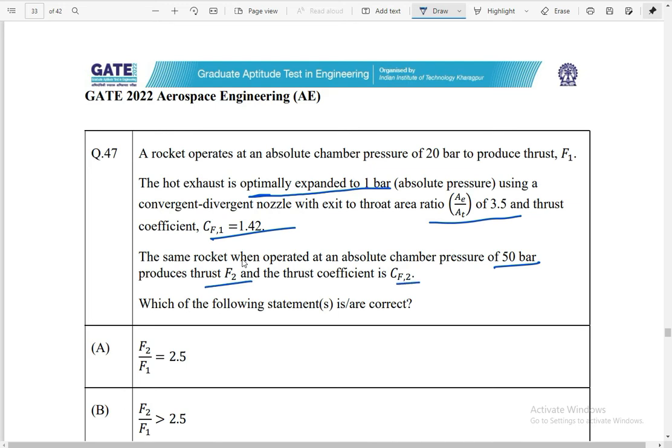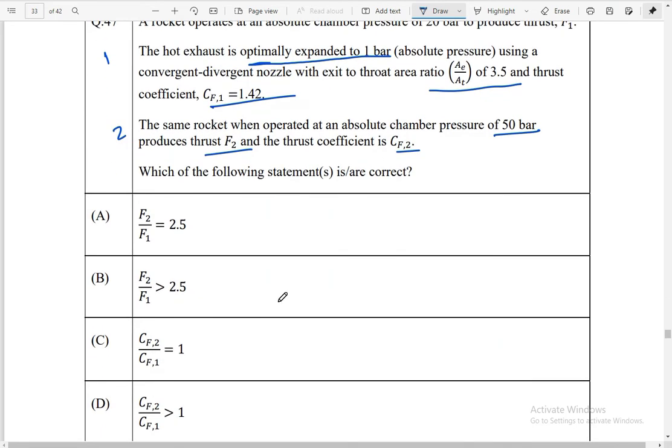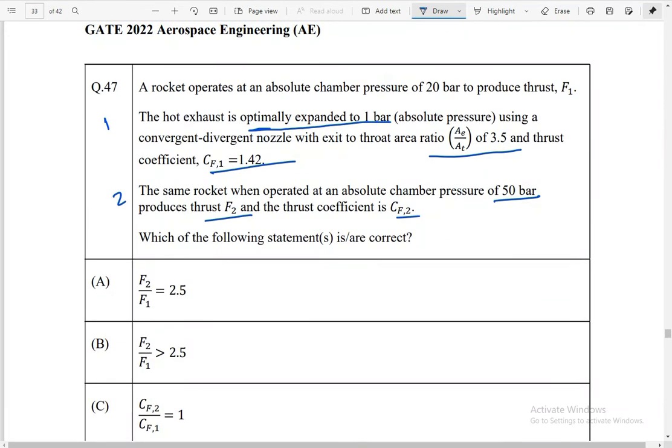So they are given two rocket conditions, the first and the second. The rocket is the same, but the operating condition is slightly changed, like the chamber pressure is 50 bar. Once the chamber pressure changes, some data will change, obviously the thrust will change, and the thrust coefficient is CF2. So we need to find F2 by F1 and CF2 by CF1. For these questions we have the solution.